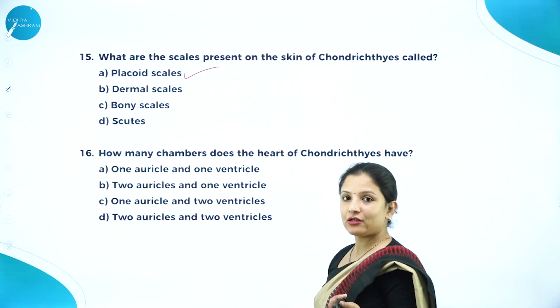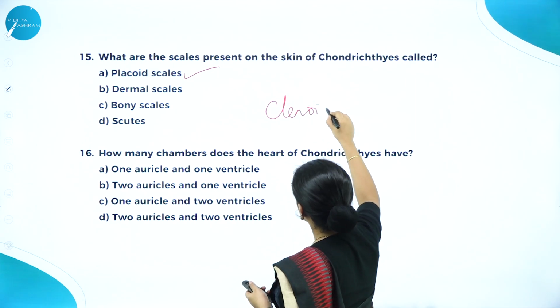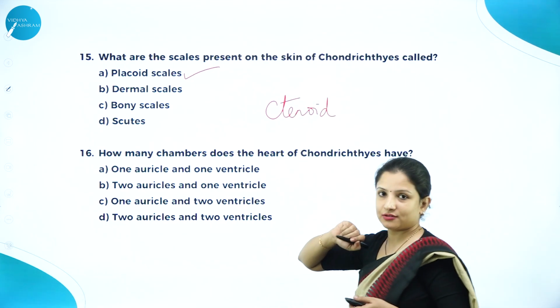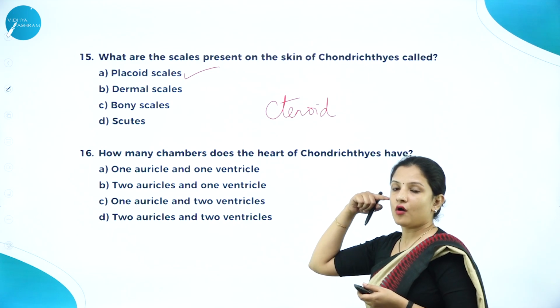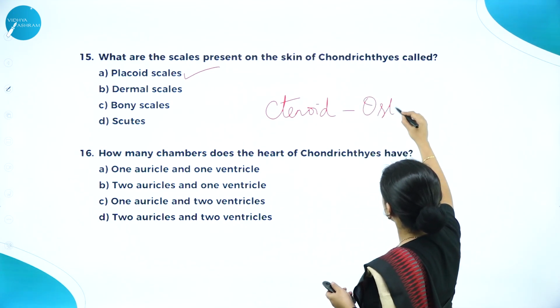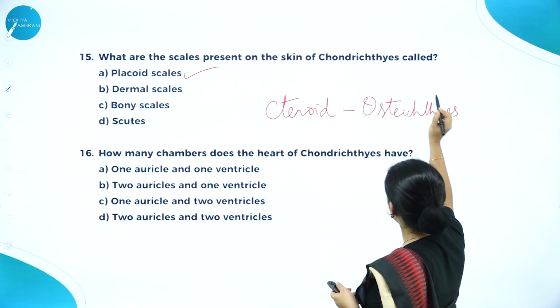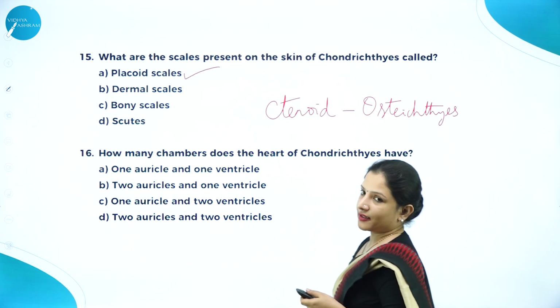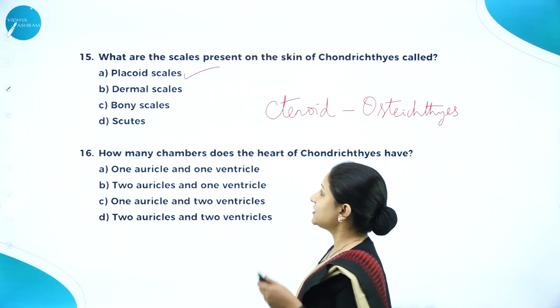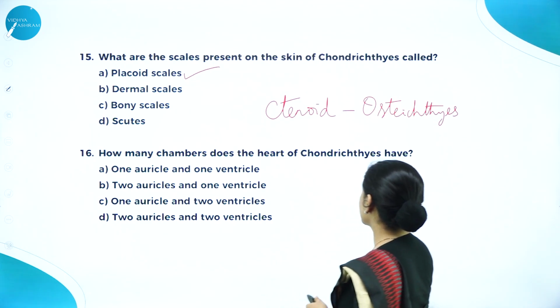But it is called ctenoid scales in the case of osteichthyes. So ctenoid scales in the case of osteichthyes, placoid scales in the case of chondrichthyes. So chondrichthyes have what type of scales? Placoid scales.